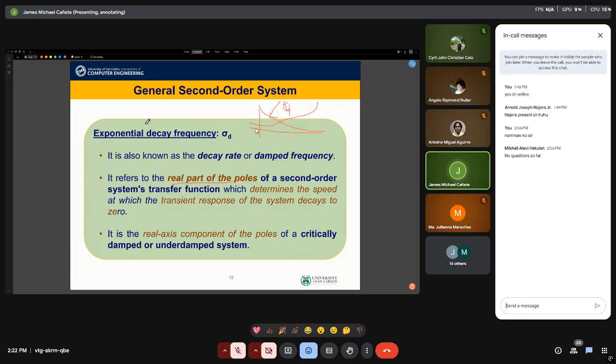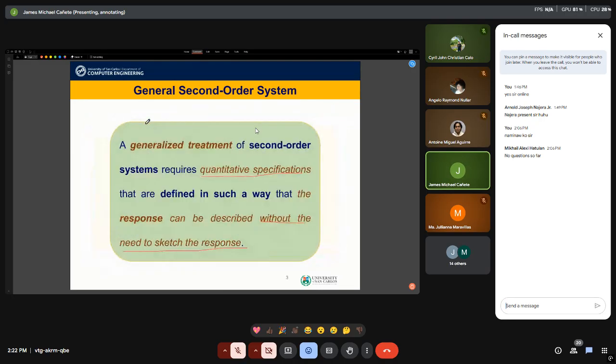That's the exponential decay frequency. The value of this determines how fast or how slow the decay happens, or the lessening of the oscillation. So another way to say it: the real axis component of the poles of a critically damped or underdamped system. Exponential decay. Real component of the poles.